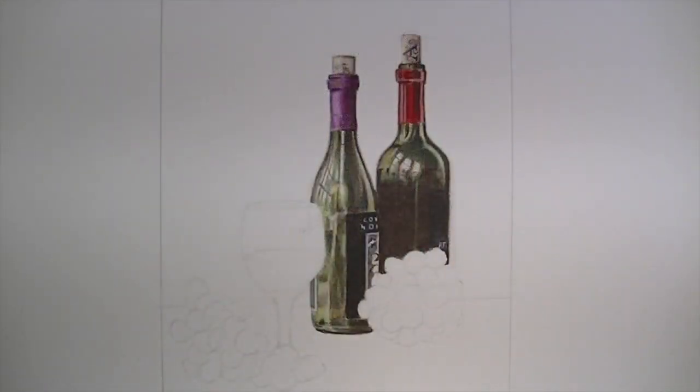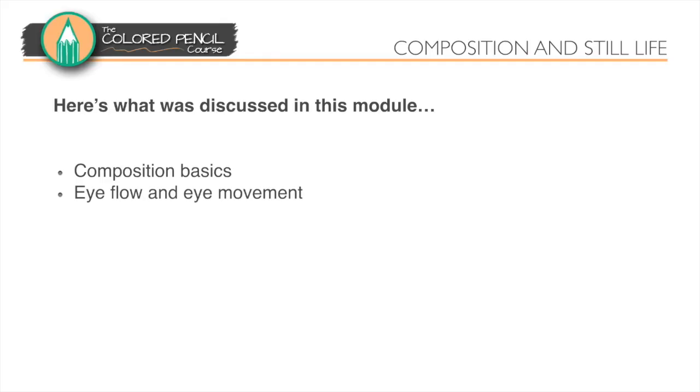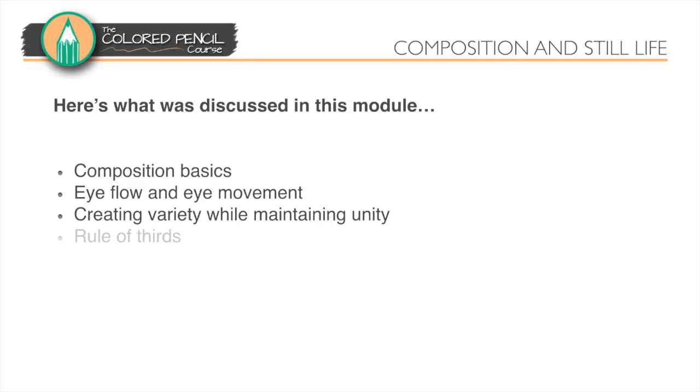Here's where we are so far in the drawing process. Here's what was discussed in this module. In this module, we took a look at composition basics, which included eye flow and eye movement. We should try to create a composition that encourages our viewer's eye to move through the piece. We also talked about creating variety while maintaining unity. We need both variety and unity in our compositions. We also took a look at the rule of thirds. By placing elements within a third of our picture plane, we can create compositions that are more aesthetically successful. In the next video, we're going to finish this composition.